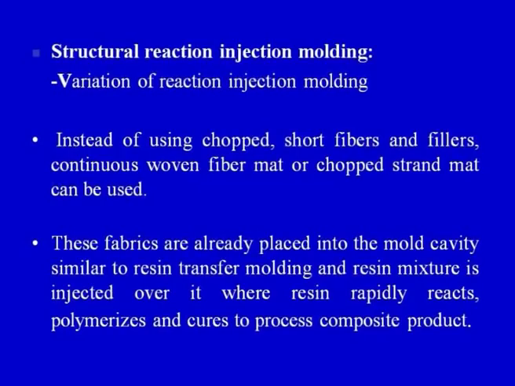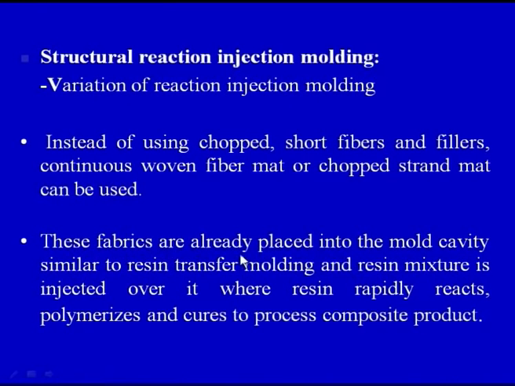Then there is another variant of the injection molding process. This is another variation of reaction injection molding, called structural reaction injection molding. Instead of using chopped short fibers and fillers, continuous woven fiber mat or chopped strand mat can be used. Now this is one of the variants of resin transfer molding also, in which the fiber in the form of sheets is already placed in the mold cavity and the resin is injected at pressure.